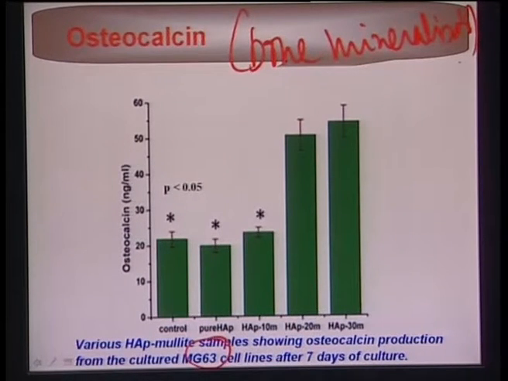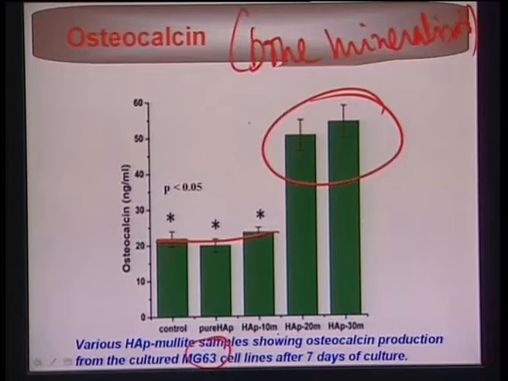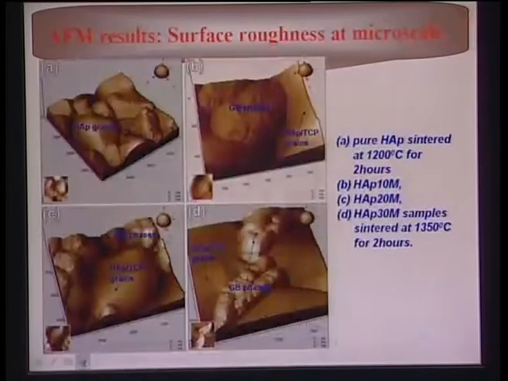Then again, for pure hydroxyapatite and hydroxyapatite with 10% mullite, the 20 and 30% really stand out. That means these 20 and 30% mullite materials have better ability for bone mineralization, and therefore they have better osteocalcin expression when Mg63, that is osteoblast-like cells, were cultured on these material surfaces.